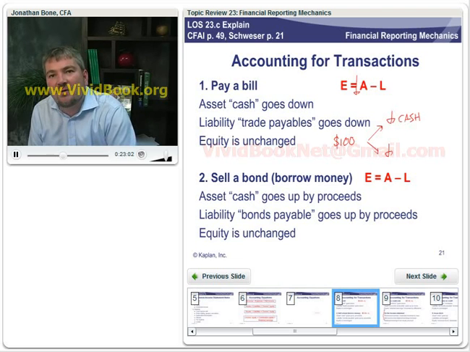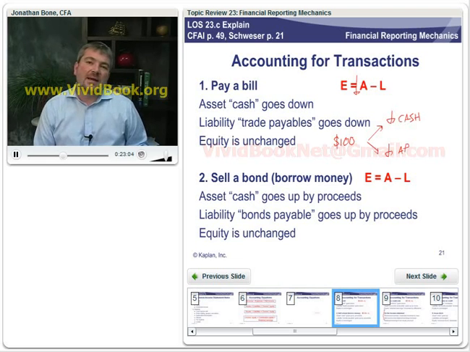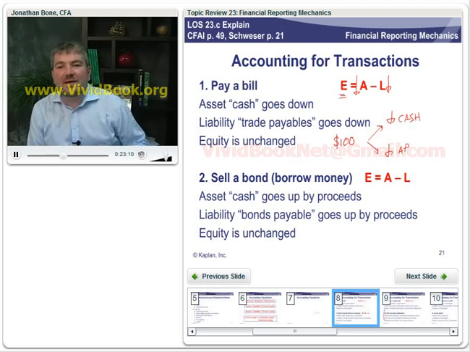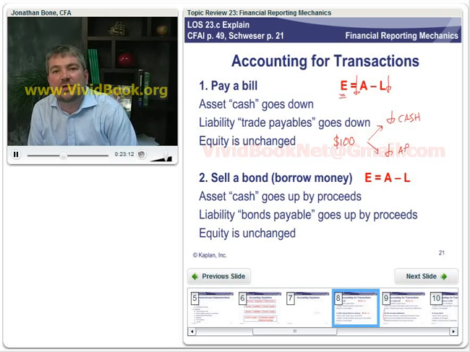So overall, our equity would remain static. Now let's imagine we issue a bond. Let's say we issued $2 million worth of bonds.